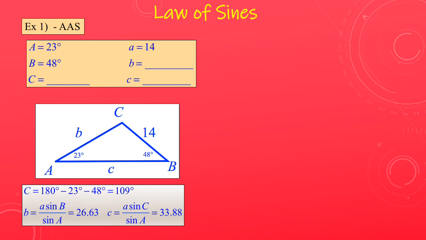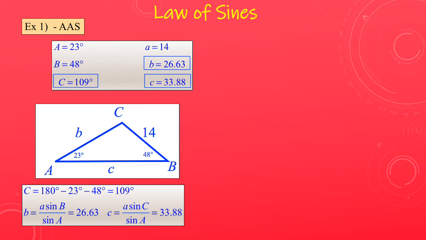To find little c, we will use the A and the C family. It is always best to work with families of information, whether it's the A family, the B family, or the C family, which are given the information. Since we are given information about angle A and little a, we prefer to work with that as one of the families. So again, using the law of sines, we can solve for little c, which is equal to little a sine C over sine A. Again, we punch the numbers in on our calculator and we get 33.88.